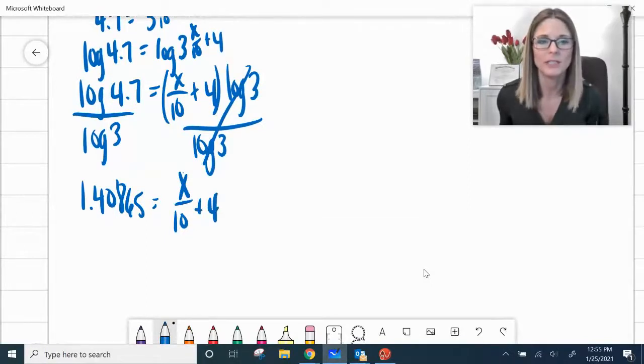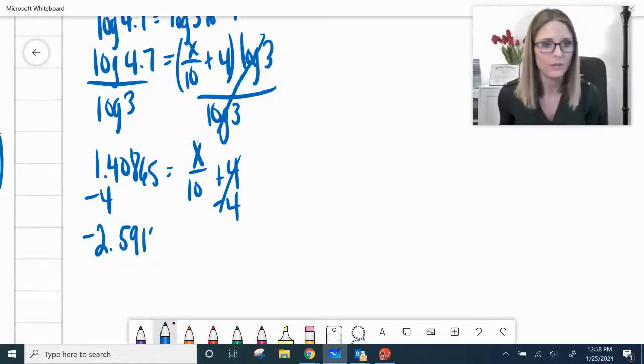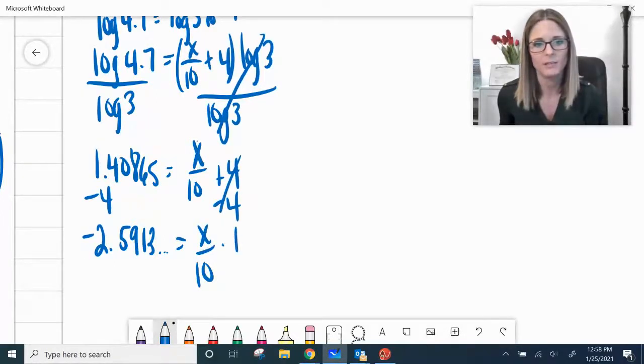So what I was saying, once we get this decimal, now we're just going to finish our inverse operations. The 1.408 minus 4 is negative 2.5913 and times 10.